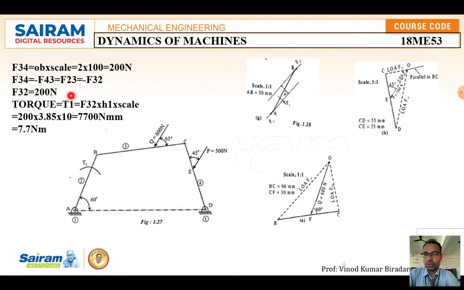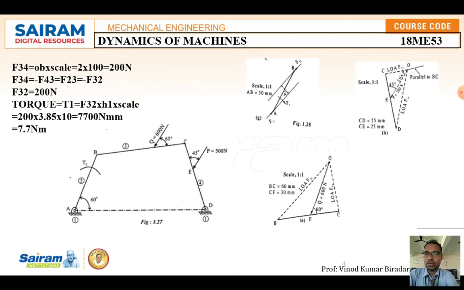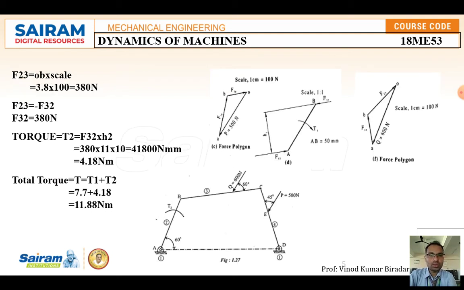That is 2. Into scale 100, you assume the scale is equal to 100, so 2 into 100 is 200, so F34 is equal to 200 Newton. F32 is opposite; the negative sign indicates that the force is acting in the opposite direction. F34 is also the same, F43 is also the same, F23 has the same value, and F32 also, that is equal and opposite direction. Once you got this force, F23 you already calculated. You measure this OB and multiply by the scale, and you are going to get the answer.